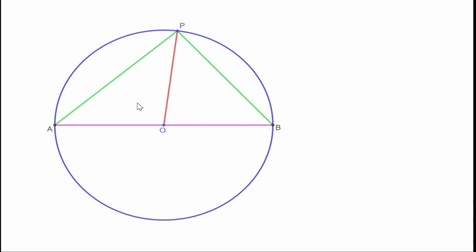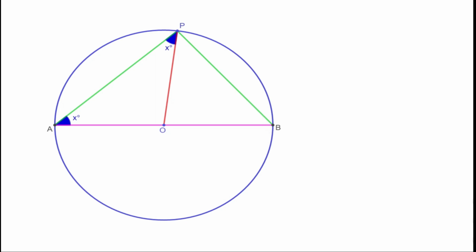Then the triangle is divided into two smaller triangles. What type of triangles are they? OA and OP are radii of the circle. So they are equal. Therefore, this triangle OAP is an isosceles triangle. In the same way, the triangle OBP is also an isosceles triangle. Now suppose this angle is x degree. Then what is this angle? That is also x degree. Because we know this is an isosceles triangle and the angles opposite to equal sides are equal.